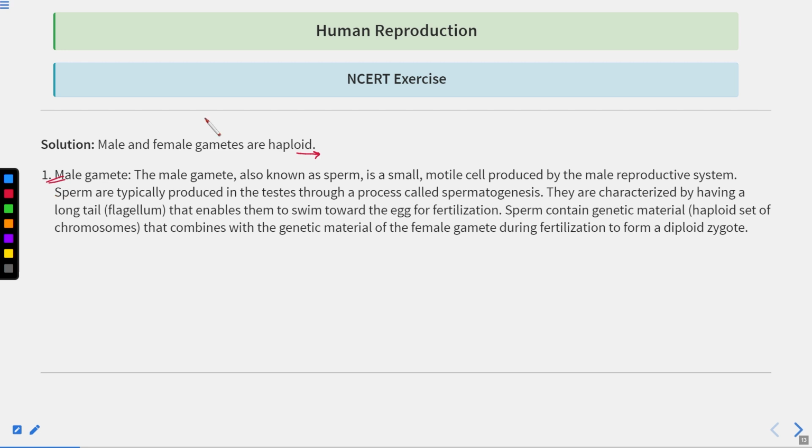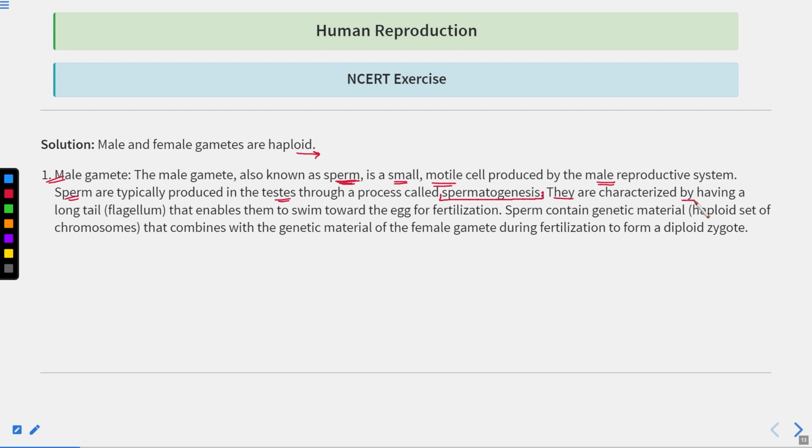Let's talk about the male gamete. The male gamete, also known as the sperm, is a small motile cell produced by the male reproductive system. And where are the sperm produced? Sperms are produced in the seminiferous tubules, which are present in the testes. Sperm are typically produced in the testes through the process known as spermatogenesis. Clear? The formation of the sperm is known as spermatogenesis.